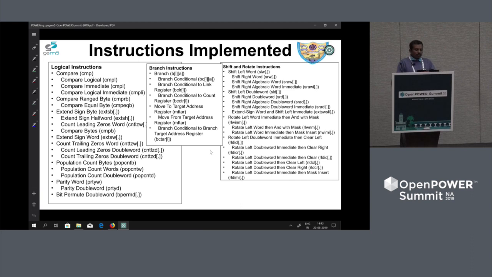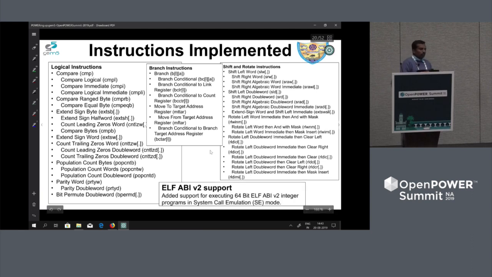Once we had done that, we also had to enable support for the ELF ABI second version. Before 2005-2006, it was ABI v1. This had to be updated too, so a little bit of code was added into gem5 to enable support for ELF ABI v2. Once we had done this much, we had all the components in to run simple assembly code which used only this bunch of instructions.